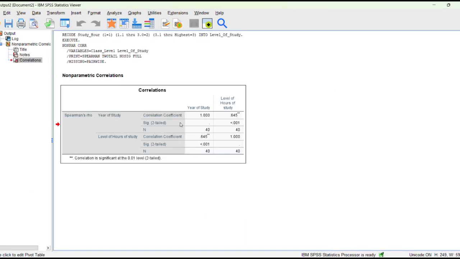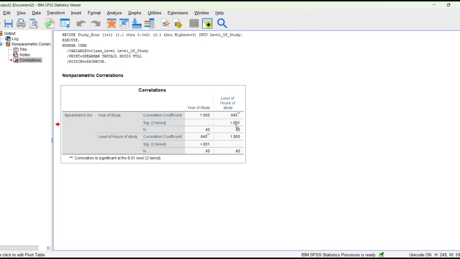So this is the output of the analysis. Spearman's rho, year of study, and then level of hours of study. You can see that the correlation coefficient is 0.645, which is a high level of correlation. And then when you look at the significance level, it is less than 0.001, which tells us that there is a significant relationship between the year of study and the levels of hours of study.